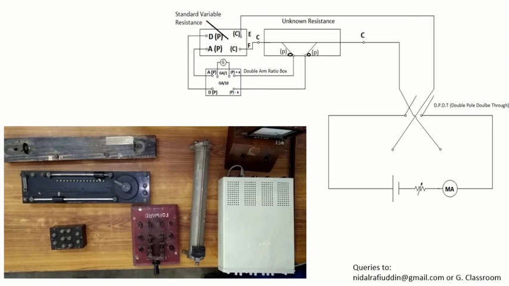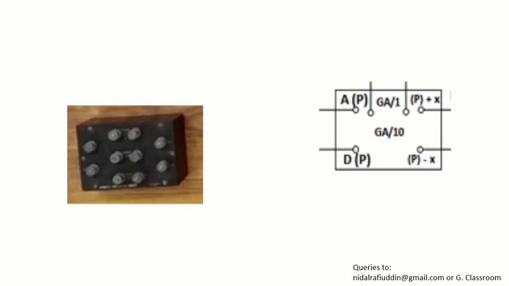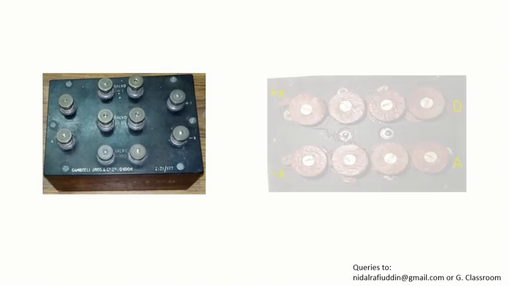Before moving any further with the practical, we will first try to figure out what the double arm ratio box is. So let us look at what is inside this double arm ratio box. As we can see from the top view of this ratio box, we have written here galvanometer, divide by 1, divide by 10, divide by 100. Then we have terminals here, minus X, this is plus X, and this is A, this is terminal D, which is what is mentioned in the circuit diagram of the given experiment in the manual.